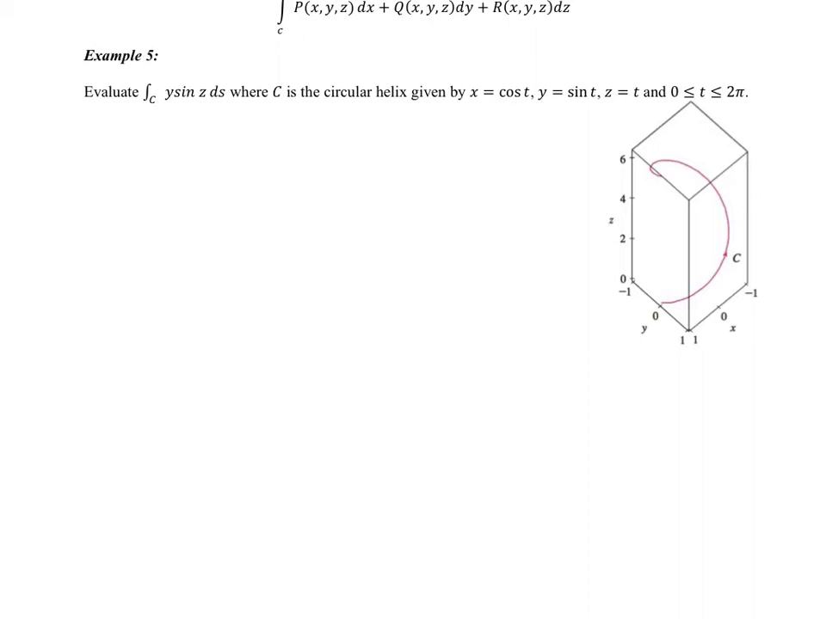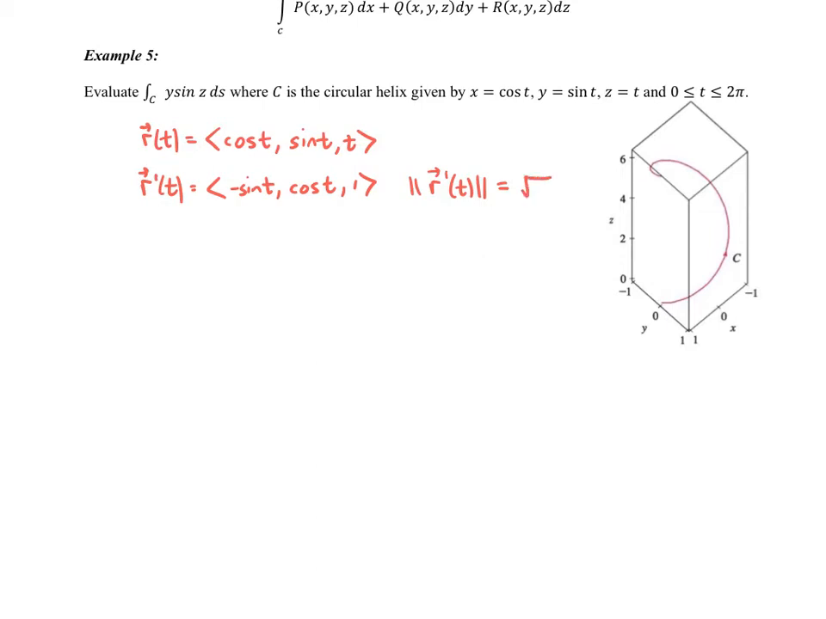So just to organize here, we have r of t, this vector, which is cosine t, sine t, and t, and then we have r prime of t, which is negative sine t, cosine t, and 1. And we do need the magnitude of r prime at some point here. So the magnitude of r prime is the square root of sine squared plus cosine squared plus 1, and that simplifies to the square root of 2.